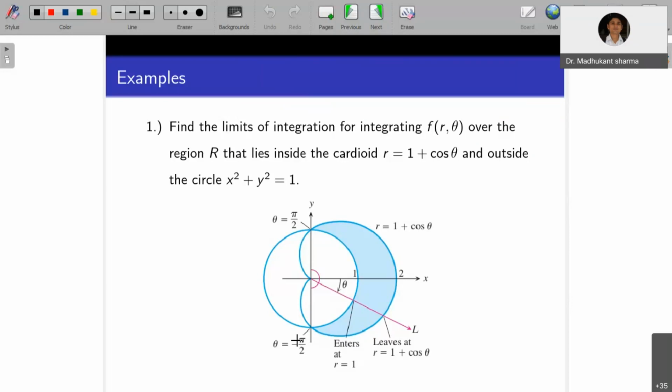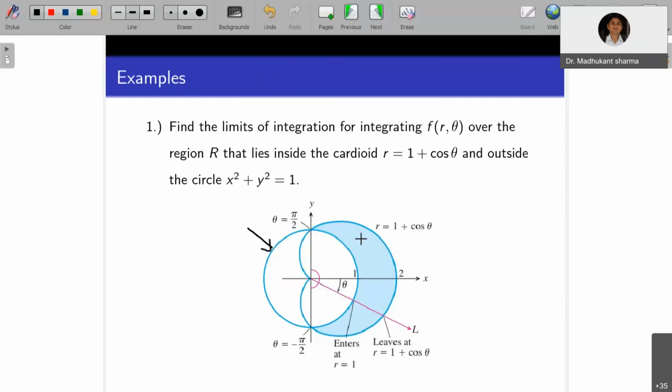If you look carefully, it is saying that it's a cardioid r equals 1 plus cos theta, and outside the circle x squared plus y squared equals 1. The circle is easy to draw. So you can draw the circle x squared plus y squared equals 1. That's easy. That blue line is the circle.